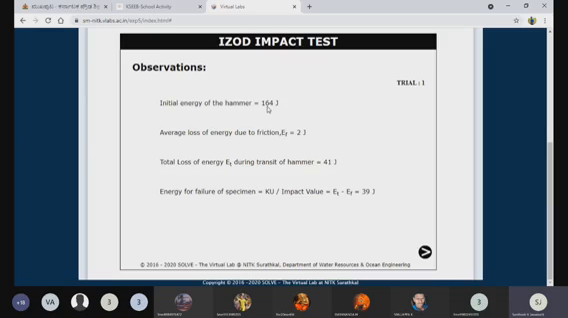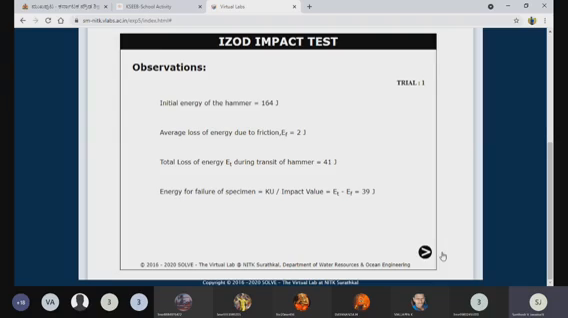For information purposes, the weight of the pendulum will be 164 joules, and the average loss of energy due to friction, which we can call the residual loss present in the machine, is 2 joules. The total loss of energy during the transit of the hammer is 41. So we get 41 once we place the sample and release the pendulum. After subtracting the friction losses, we get 39.